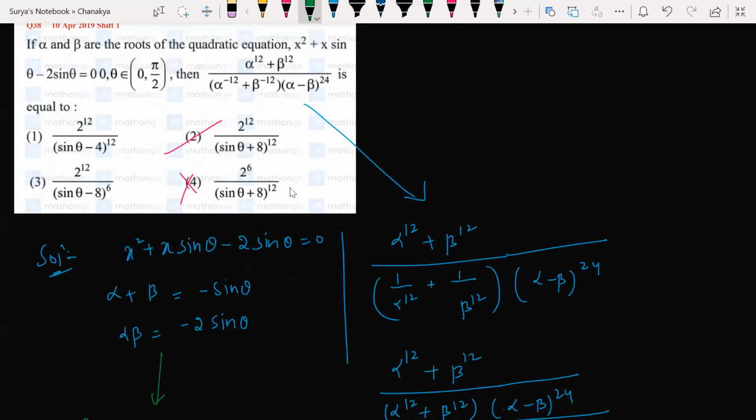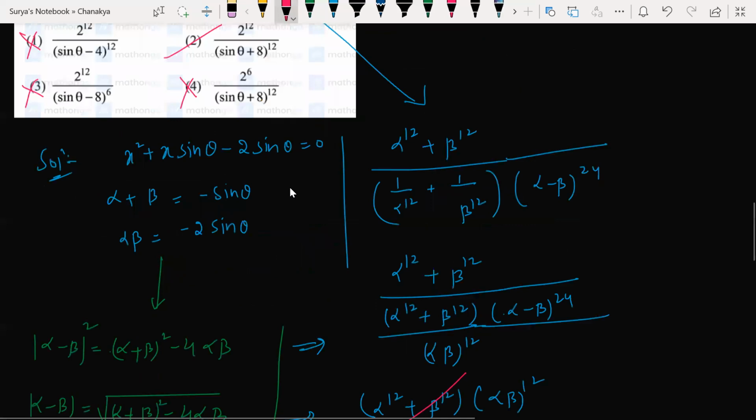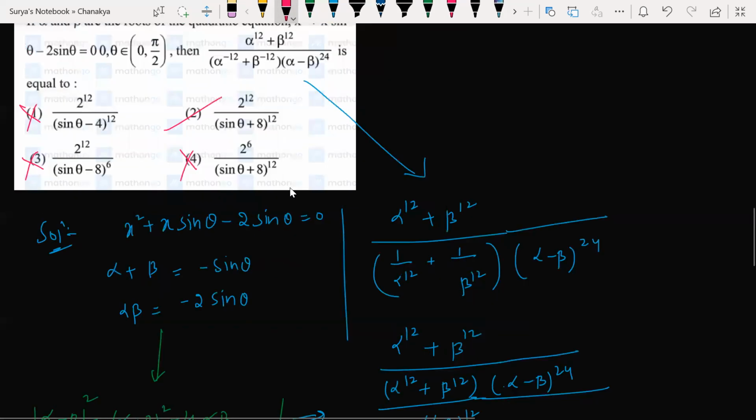Clear? See here, minus 4 is not possible. Option A can be deleted. Option C also can be deleted. We didn't get any minus at all. Look at this. Anywhere do we have minus here? No, impossible. Only plus we have. Option B is the only possible answer here.